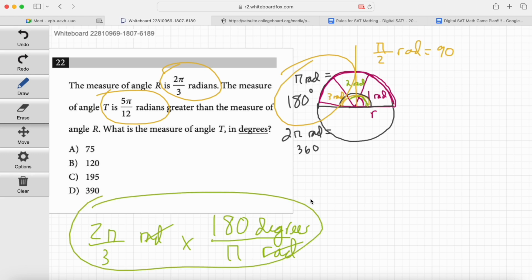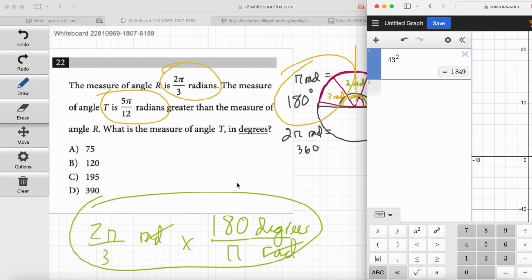Okay. Now, I know this looks kind of scary, like, oh, what do I do here? We could do the arithmetic, like cancel out the pi's, or we could just punch it into Desmos. This is probably the easiest way to do it, so let's do that. Boy, this simplifies so much. All right, so we've got 2 pi divided by 3 radians. I'm not going to worry about the radians. I know they're going to cancel out and we're going to get degrees, so I'll just deal with the numbers here. Times 180 divided by pi.